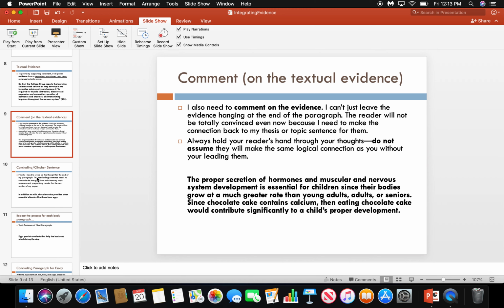So we always need to hold your reader's hand through your thought process. Do not ever assume your reader will make the same logical connections as you without your leading them. So the example here, to comment on the textual evidence from the previous slide: the proper secretion of hormones and muscular and nervous system development is essential for children since their bodies grow at a much greater rate than young adults or seniors. Since chocolate cake contains calcium, then eating chocolate cake would contribute significantly to the child's proper development.